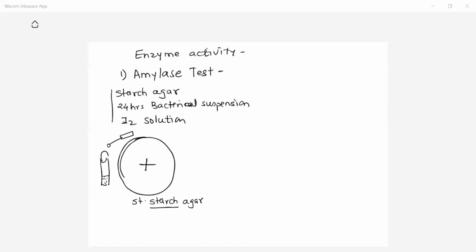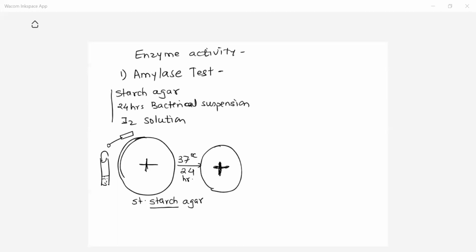Make a plus sign of suspension with the help of the needle, and then incubate the plate at 37 degrees Celsius for 24 hours. After 24 hours, what will happen? Within that incubation period, organisms will grow there. They form a giant colony in the form of a plus sign.